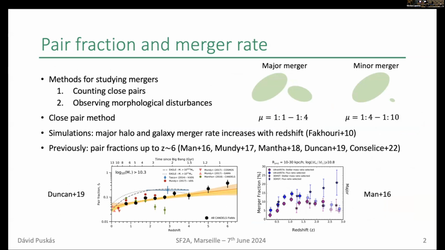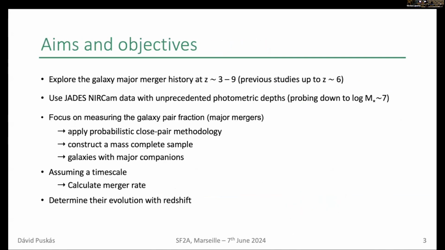Looking at previous studies, they mostly looked at the pair fractions up to about redshift 6 or 7. And they found differing trends, so mostly increasing trends, but some studies found flattening or even an overturn. So it's really important to look at these mergers at higher redshifts. In my project, I tried to push this boundary up to redshift 9 or 10, using deep James Webb data. And I'm focusing on close pairs of major mergers for a mass complete sample.